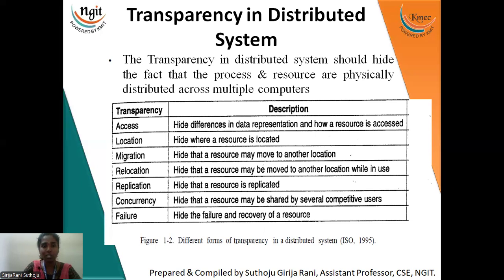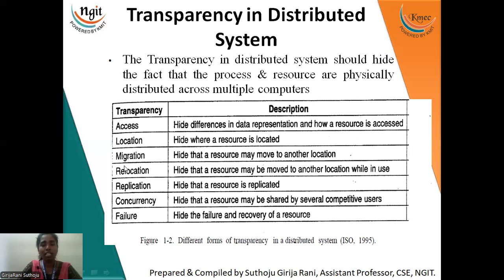There are 7 types of transparency, as listed in the box here. The first one is access transparency. In access transparency, we hide the data which is not required by the user, such as data resources of that kind. Next, location. All the time we should not give all the data, like which resource is located at which place. The final aim is how the user is getting the application used. That's it. Where the resource is stored and such things are not necessary, so we should hide that.